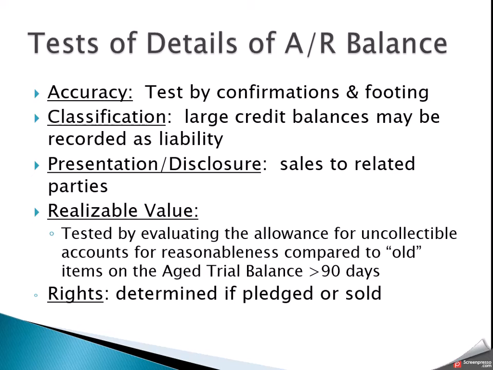Presentation and disclosure, is there any sales to related companies, or any issues, such as, does the president of the company own another company that they have a ton of sales to? Obviously, they're going to have to disclose all of that stuff. And then the realizable value goes back to that balance in the allowance for uncollectible accounts. Even though we don't know what accounts we're writing off yet, does it seem like it's a reasonable amount to show as our net accounts receivable?